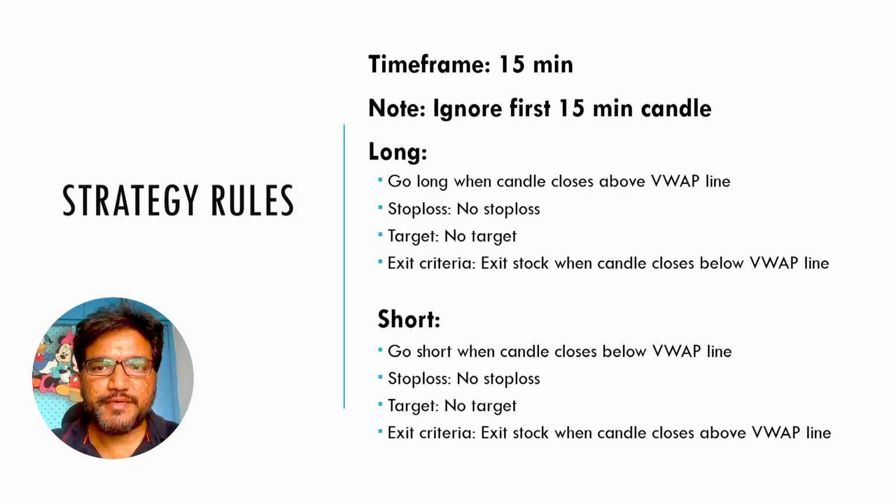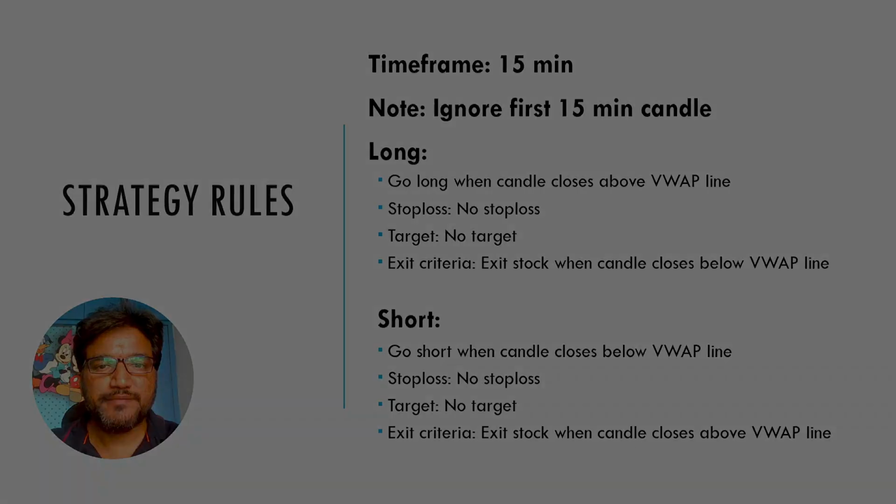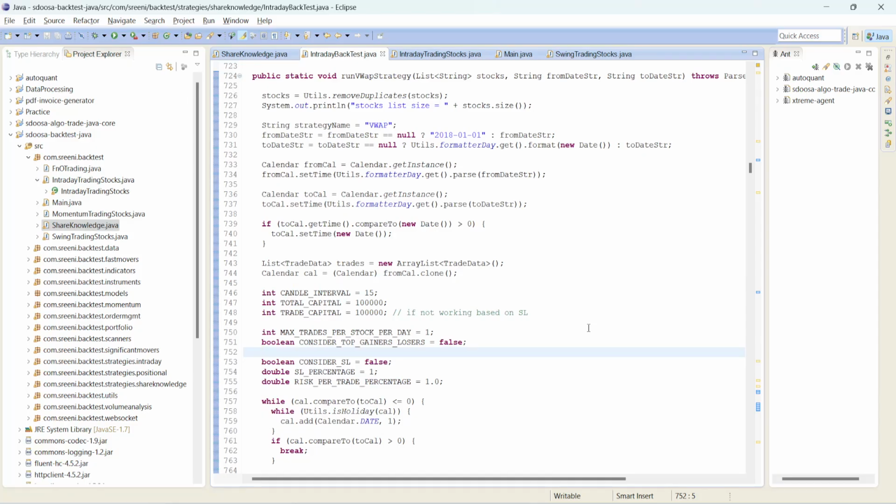We go long when the candle closes above the Vwap line. And what is the stop loss? There is no stop loss and target. But we have to exit the stock at some point, right? So we exit the stock when the candle closes again below the Vwap line during the intraday. Similarly, we go short when the candle closes below the Vwap line, and there is no stop loss and target, but we exit the trade when the candle closes above the Vwap line. Okay. Let's backtest the Vwap strategy and see how the results look.